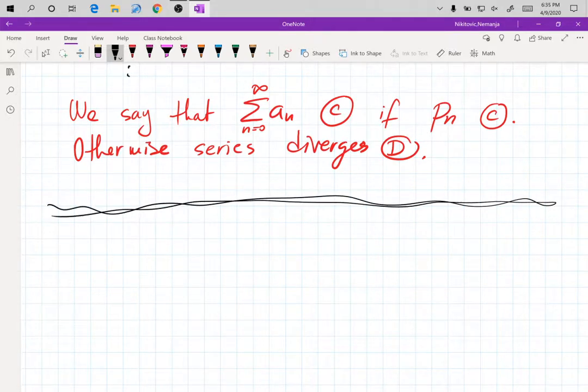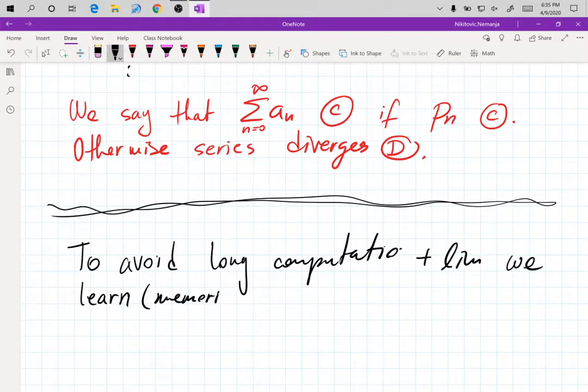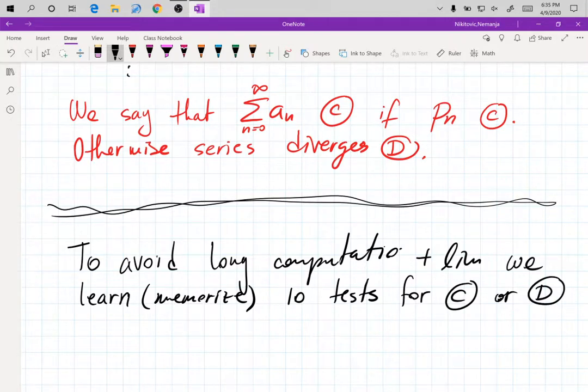Let me just write it. To avoid long computation plus the limit, we learn (in parentheses, memorize) 10 tests for convergence or divergence of series.